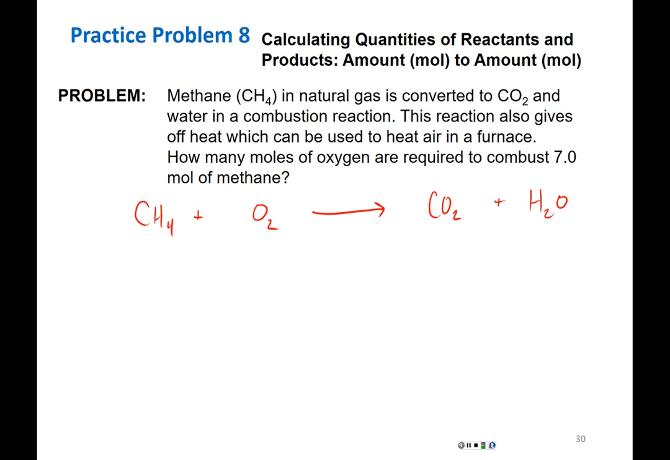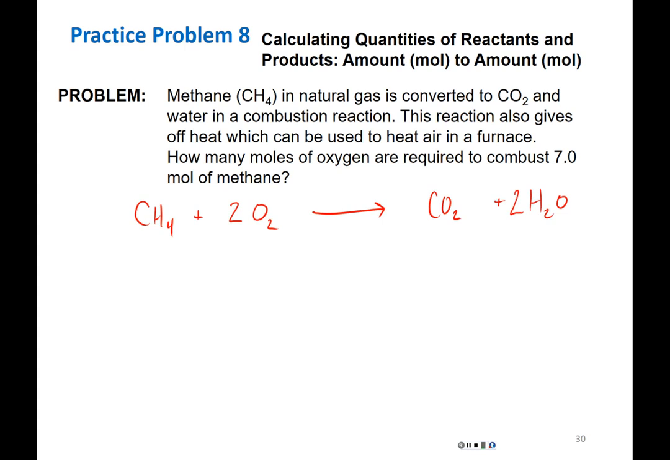Our balancing, how do we balance this? Well, the hydrogens, we have 4 hydrogens on the reactant side. We have to have 4 on the product, so we need a 2. When we do that, we're going to have a total of 4 oxygens on the product side. So to get 4 oxygens on the reactant side, we add a 2 there, right? So we're good, we're balanced.